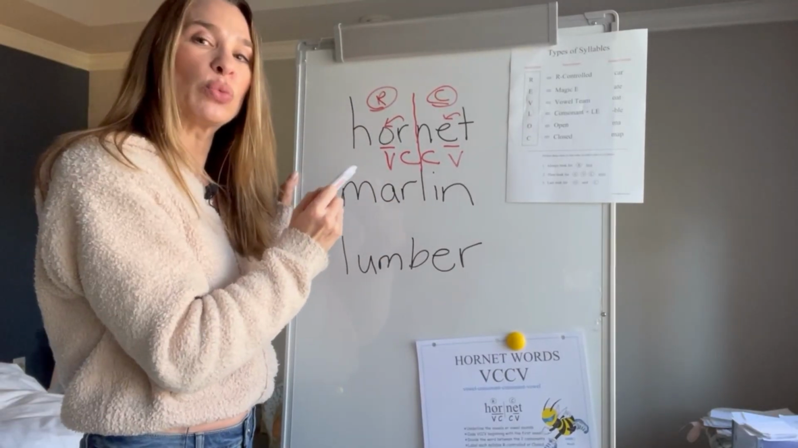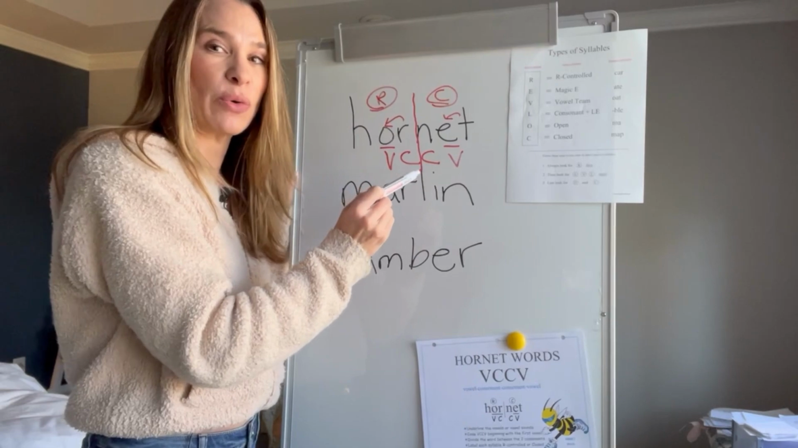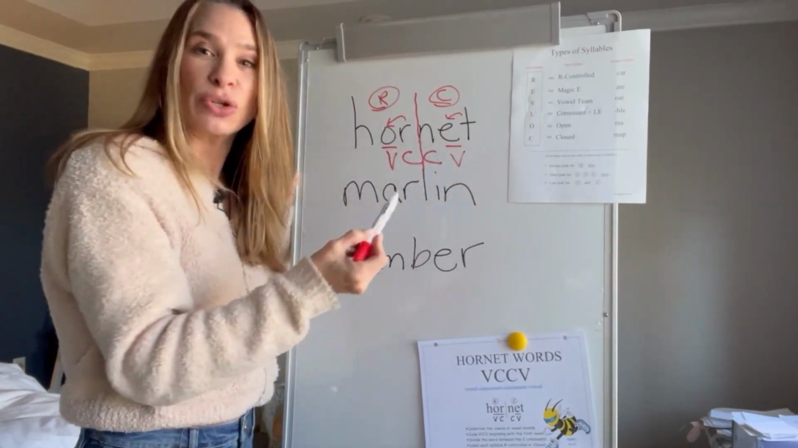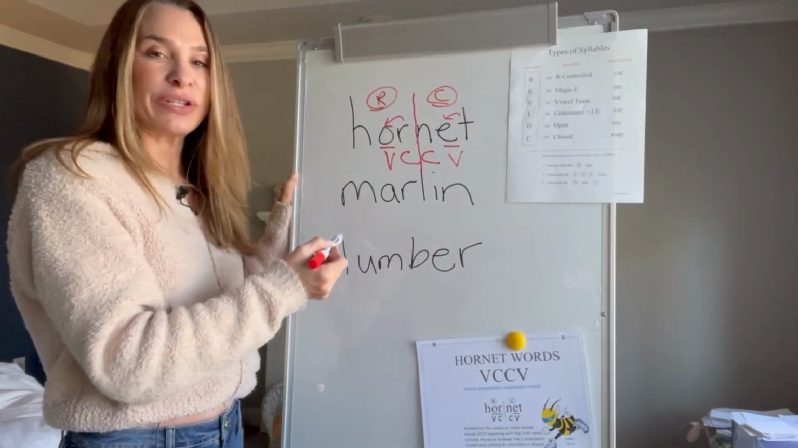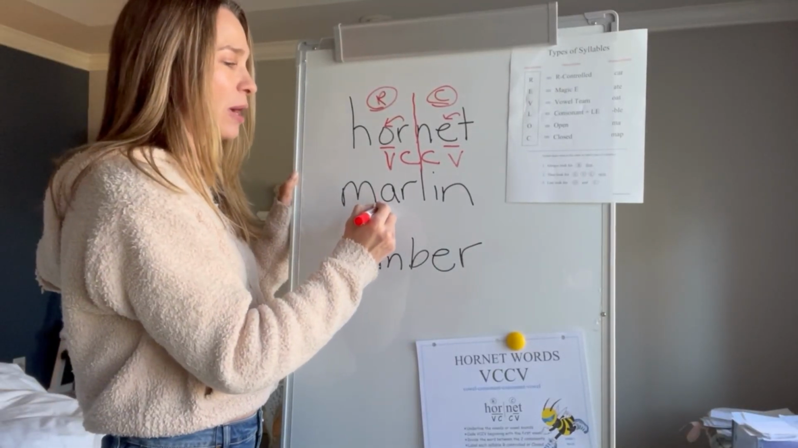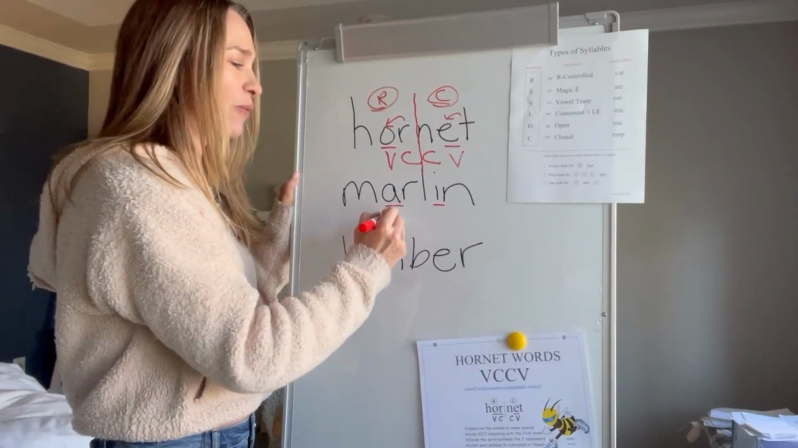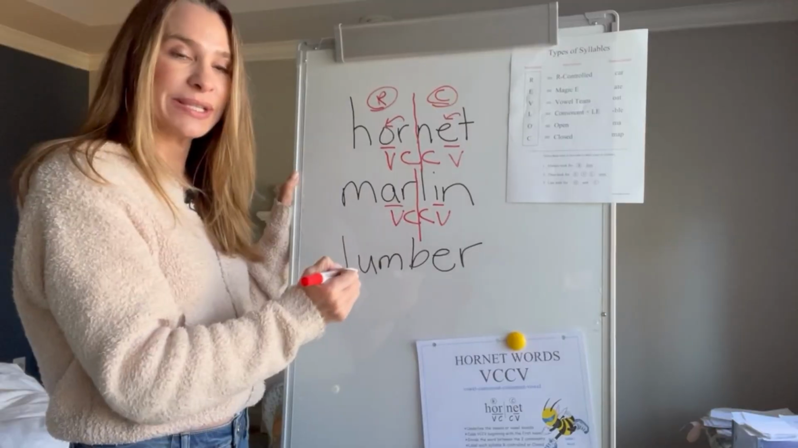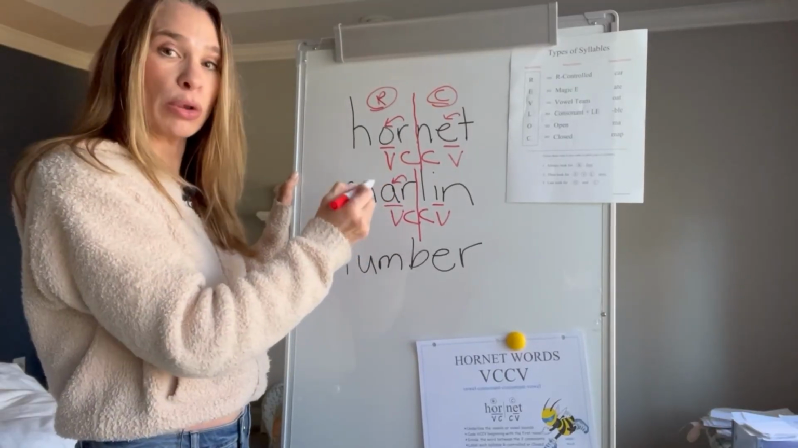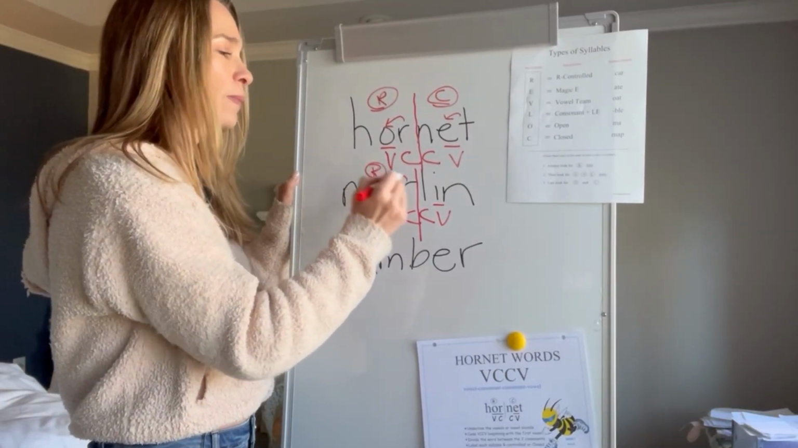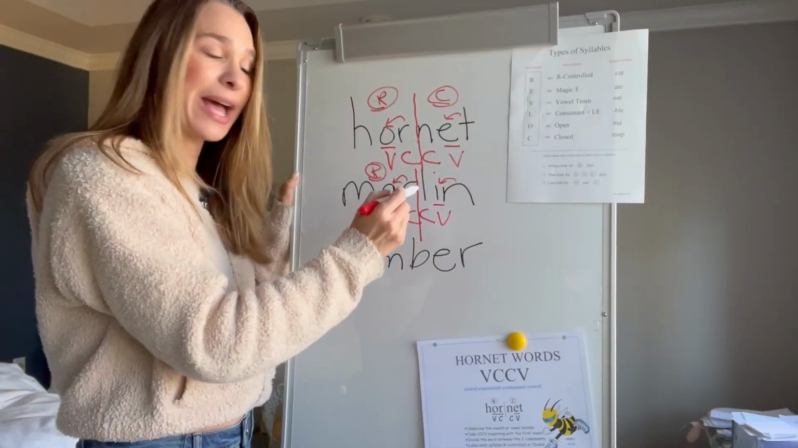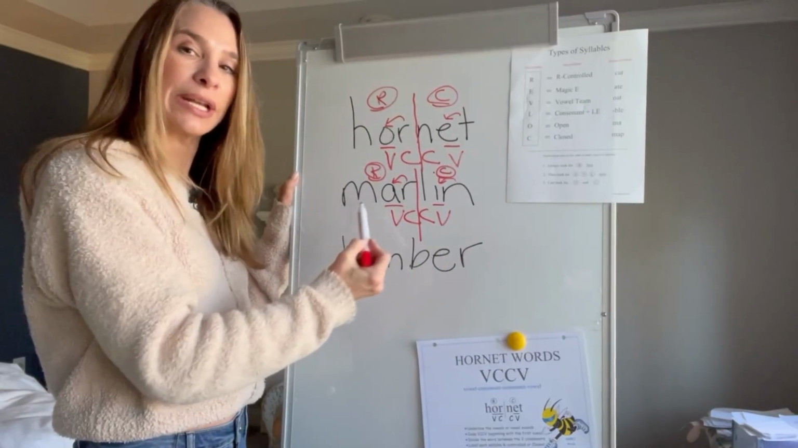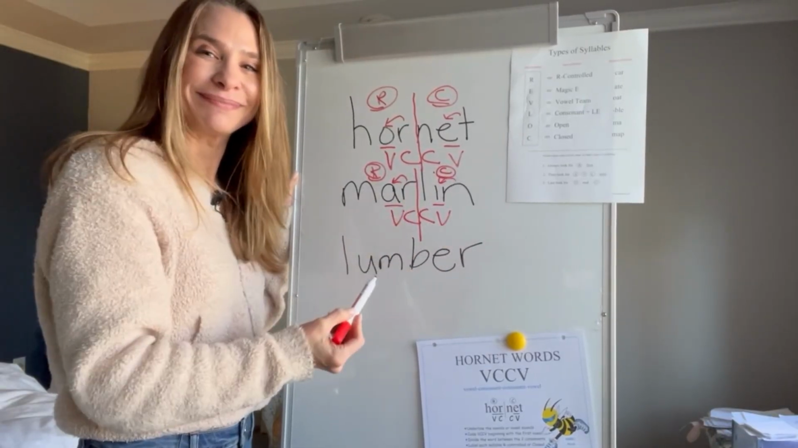Step 5, we're going to read each syllable slowly, then read it quickly. Hornet, hornet, hornet. So your student just read hornet. Moving to the second one, we'll do the same thing. Underline our vowels, label V, C, C, V, divide between the two C's. R is controlling the A for an R-controlled vowel, N closing in I for a closed syllable. So now we have Marlin.